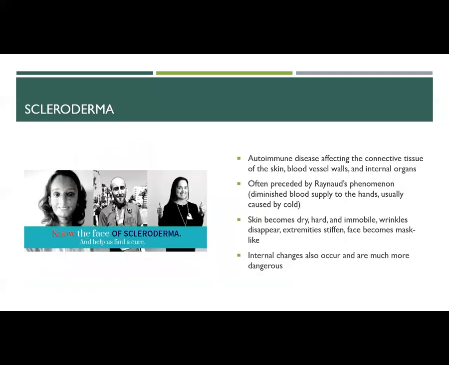So scleroderma is another autoimmune disorder. And this one is a disease affecting the connective tissues of the skin, blood vessels, and internal organs. It's often preceded by Raynaud's phenomenon. And basically what happens is the skin becomes very dry and immobile, wrinkles disappear, extremities stiffen, face becomes mask-like. And internal changes can also occur, which are a lot more dangerous. So like I said, this is an autoimmune disease of the connective tissue. So your goal is to try to prevent infections and to manage their pain, because basically everything is becoming very dry and very hard.